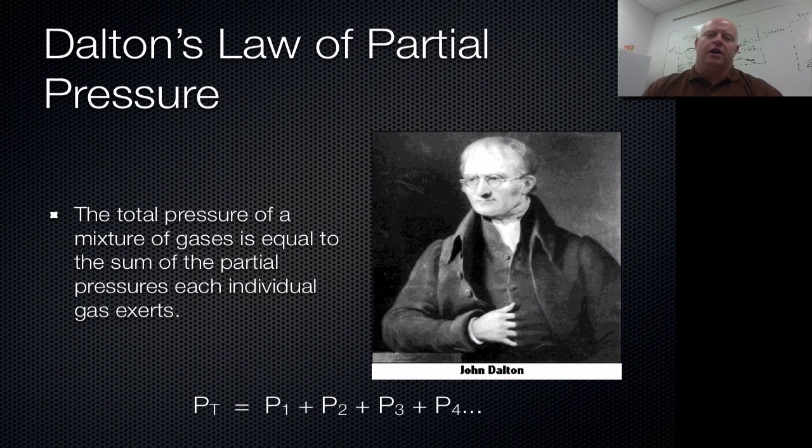Okay, so through experimentation, what he basically was able to determine is that if you mix multiple gases together, oxygen, nitrogen, carbon dioxide, it doesn't really matter what the gases were, but if you mix them all together, there is no interaction between the gases. So if you want to find the total pressure of the system, you can just add up the pressure that each one contributes to that system.